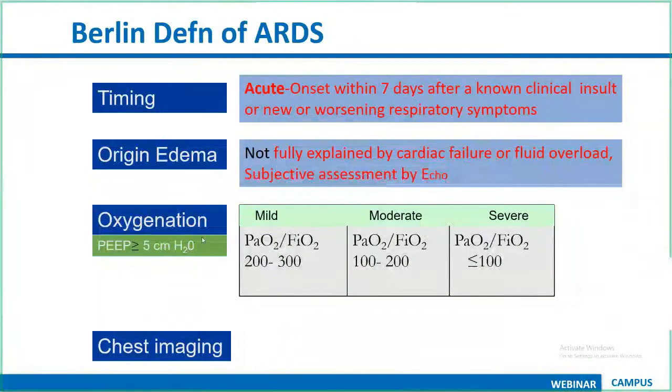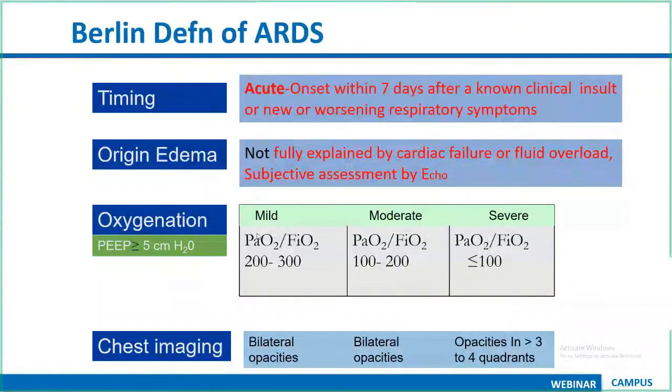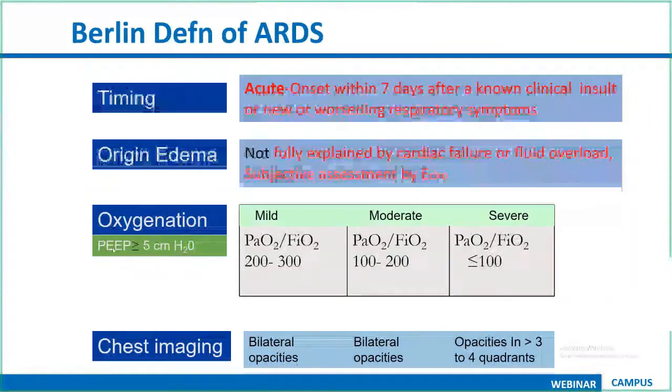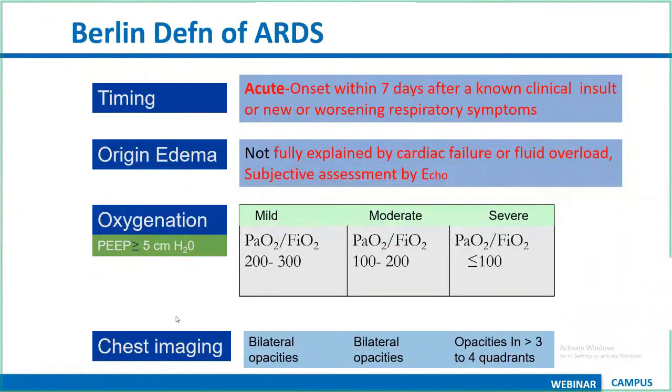Based on the oxygenation, as we discussed last time, based on the PF ratio, we can divide it into mild, moderate, and severe, with a PEEP of equal to or more than 5. Last time someone had asked, so this is a PEEP criterion. And the chest imaging should show bilateral opacities, not explained by other shadows. So this is the definition of ARDS. I'm not going into too much of the theory part of ARDS.